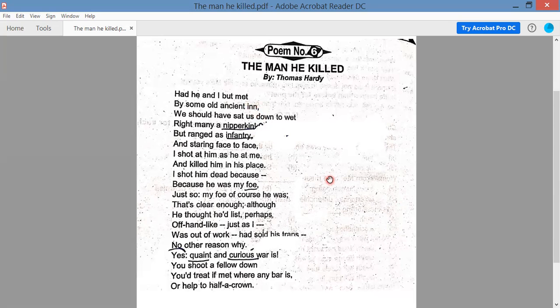It is a short poem. It's relatively easy as compared to what you've done before.